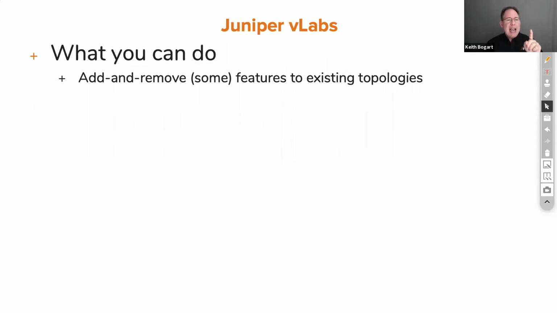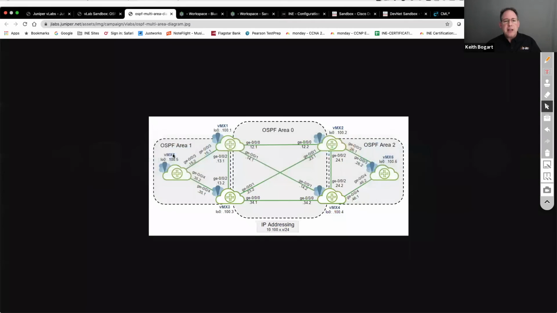Now, notice I said add and remove some features. Why do I say some? Notice how these things already have IP addresses on them. You do not want to change the IP addresses, because if you take out an IP address, you'll lose your connectivity to the VM, and then you'll have to stop your reservation, log out, end it, and restart it again. So you're confined to using the existing IP addresses that are already on these boxes. That's kind of a bummer, but that's the case.